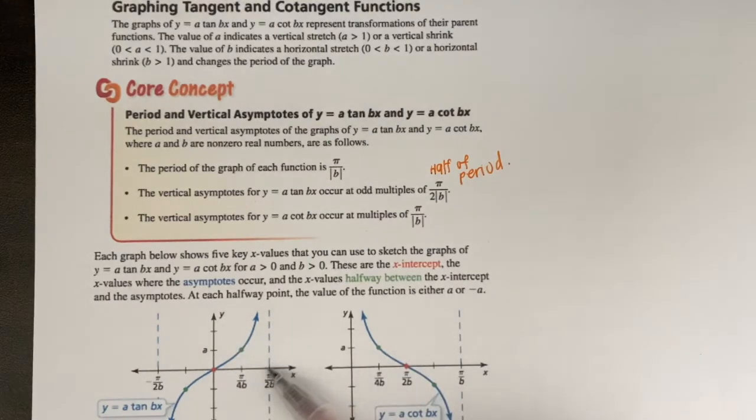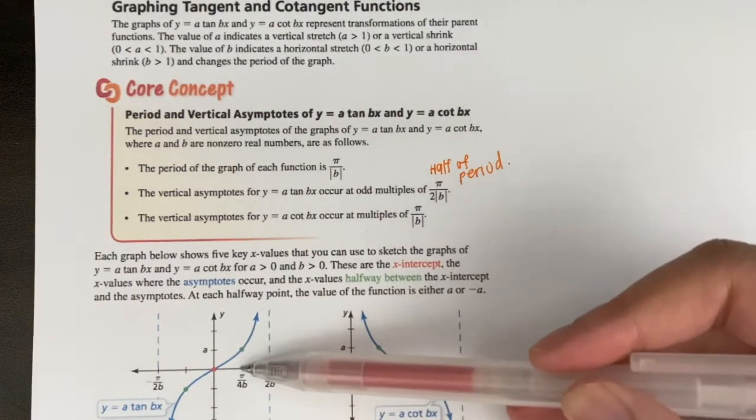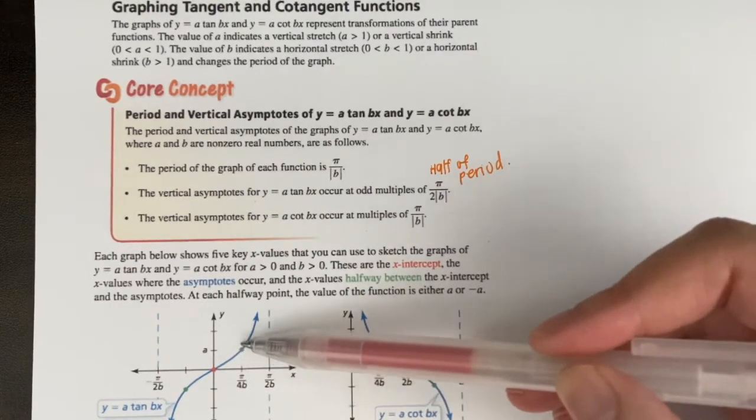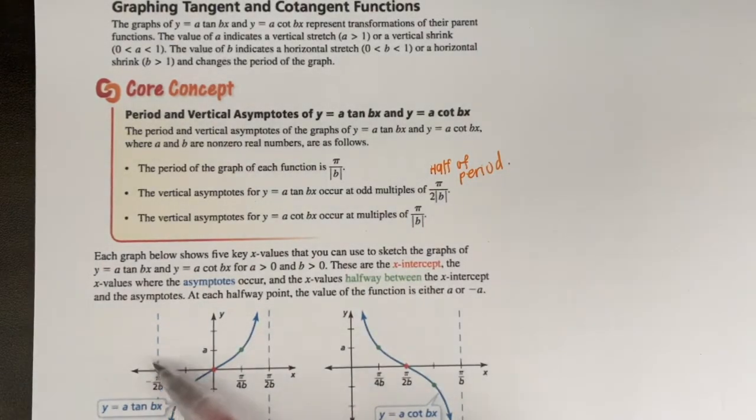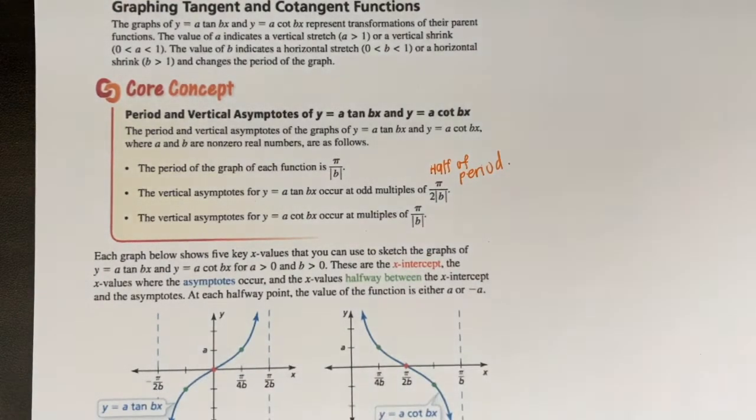On the right-hand side, halfway between your x-intercept and your asymptote, the value will be positive a. And on the left-hand side, halfway between your x-intercept and your other asymptote, the value will be negative a. Now we know how to find these 5 key x values.